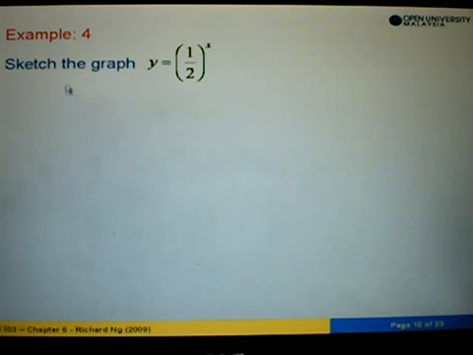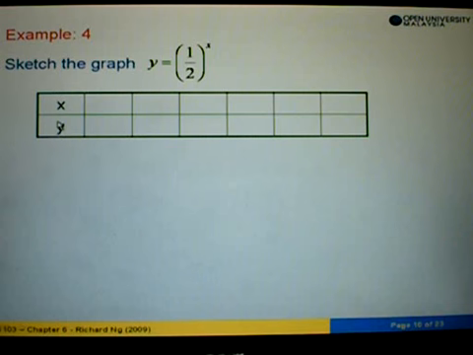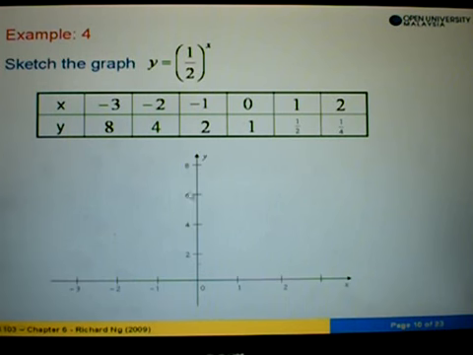Now in example 4, we are asked to sketch the graph y equals (1/2) to the power x. Similarly, we draw a table, and then we take a few values of x. So when x equals negative 3, substitute into this equation, we should get y equals 8, until the end here. Next is to plot these points onto a graph paper, so we will get the points in blue. Next is to draw a line that passes through all these points, so we will get a graph that looks like this.